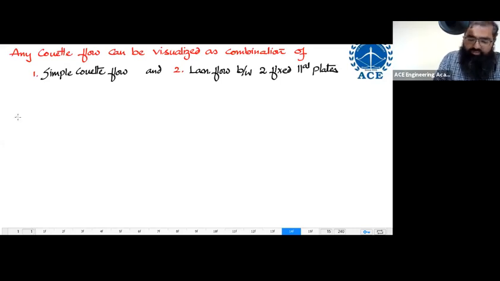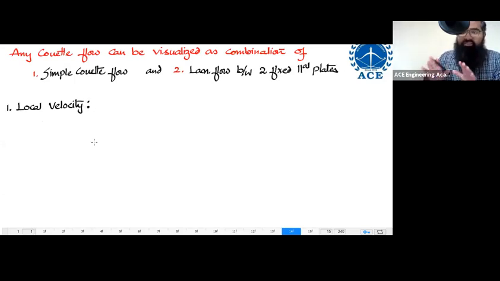The first equation I'm going to write down is the equation of local velocity. I am telling you, this is the simplest way of understanding Couette flow. You open other books, you will get troubled.